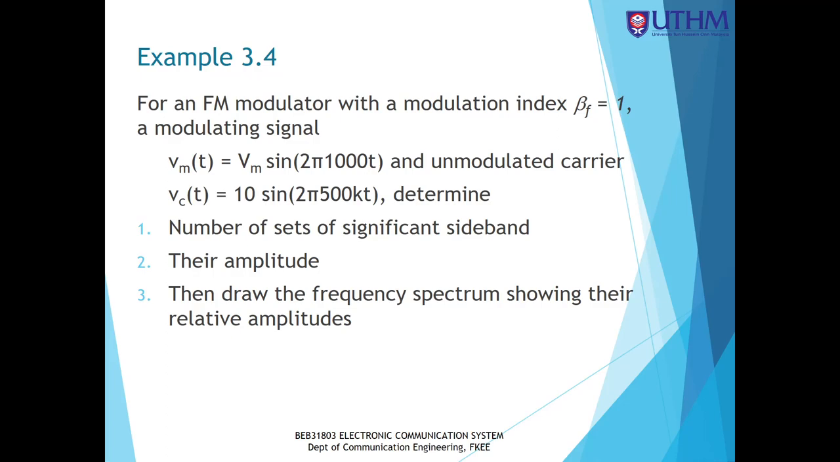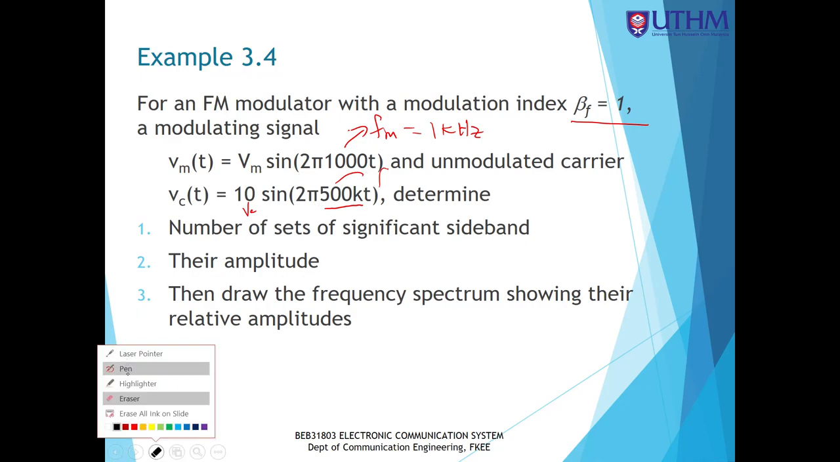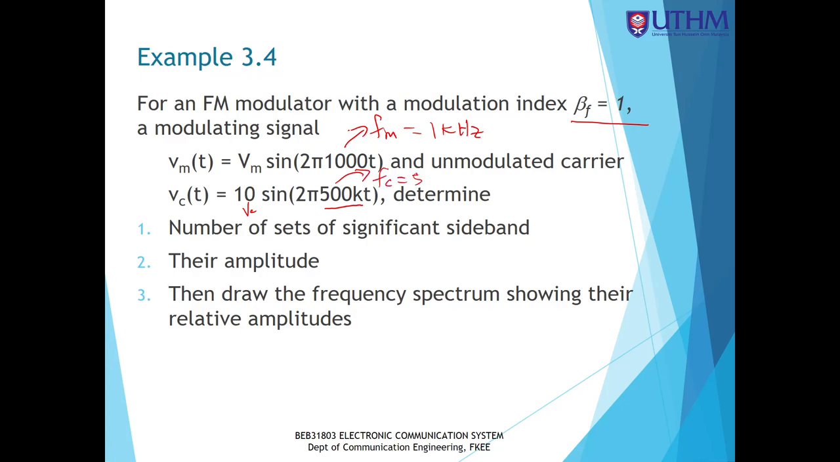Okay, the next example. For an FM modulator with modulation index equal to 1, a modulating signal vm(t) is given as VM sin(2 pi 1000 t). So this is equal to fm equal to 1 kilohertz. And you are given a carrier vc, here you have 500k. So this is fc, and fc is equal to 500 kilohertz.